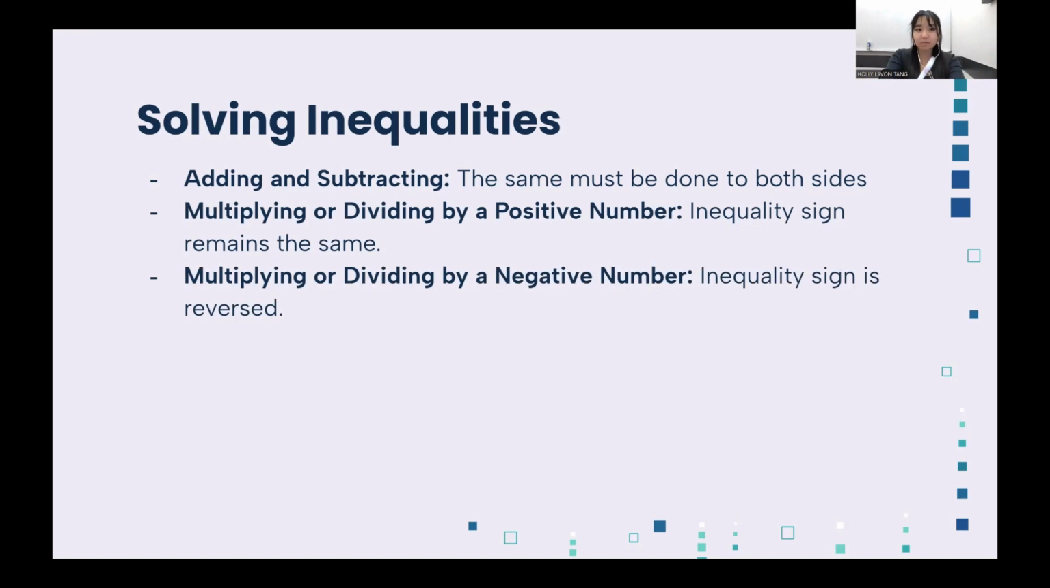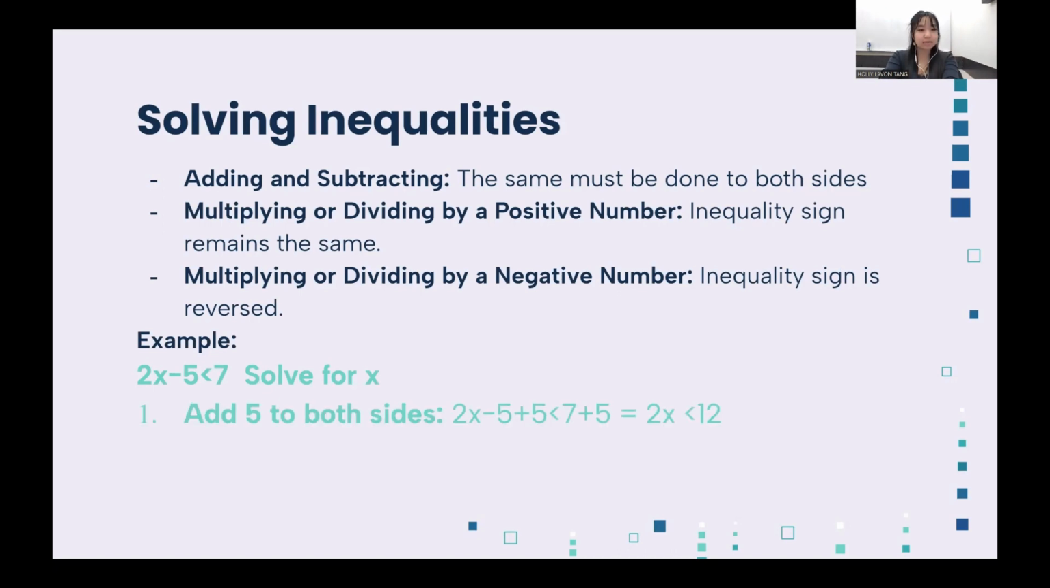And then this is the big one. Remember, when you're multiplying or dividing by a negative number, the inequality is reversed. So you have to flip it in order to make that statement true. So here's a quick example. If we were to solve for x, we would first want to add 5 to both sides. We'd get 2x is less than 12. Then we divide both sides by 2. 2x divided by 2 is less than 12 over 2, which means x is less than 6.